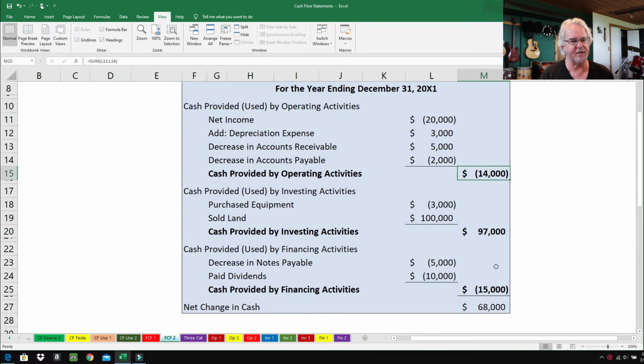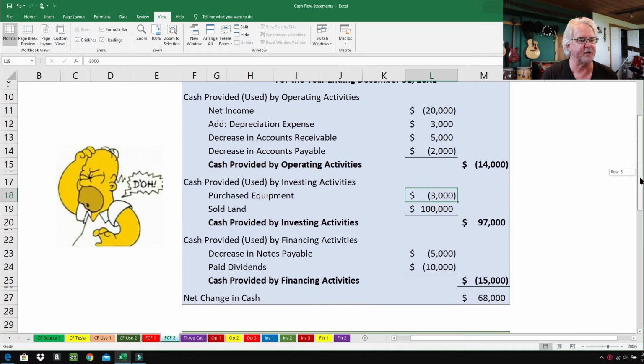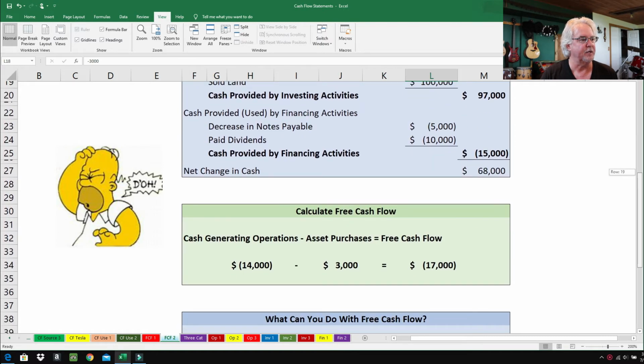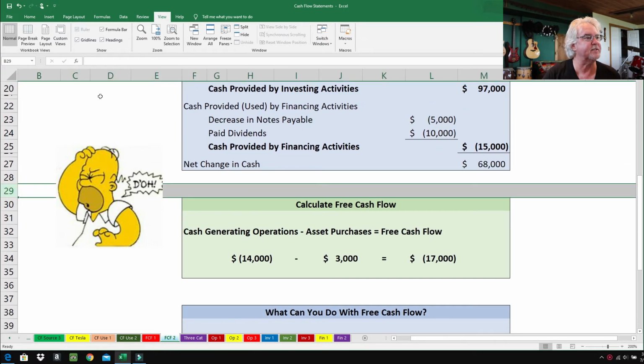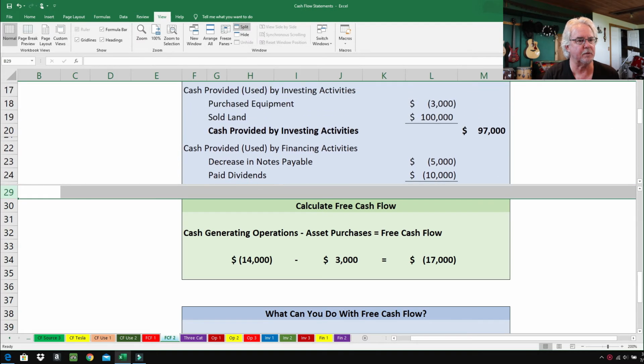So we want to know what his free cash flow is. His free cash flow is simply this. You take the cash flow from operations, which in Fred's case is a negative 14,000, and you include here the purchase of equipment for 3,000. So Fred's in the hole here by 17,000. Fred has a negative cash flow of 17,000. So let's go down here and just see how it's figured out. I'll split the screen so we can see this a little easier.